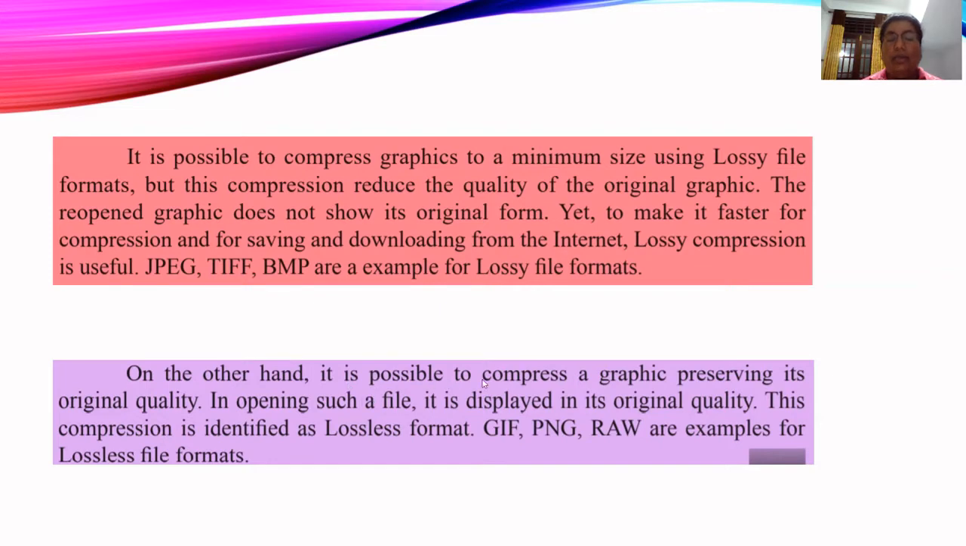On the other hand, some images, when we do the compression, preserve the quality, right? Therefore, when we reopen it, it opens with its original quality, right? This compression is identified as lossless format. Normally we use this type of format to create posters, right? Because we need high quality images to create posters. Then examples you can see are GIF, PNG and RAW, right?